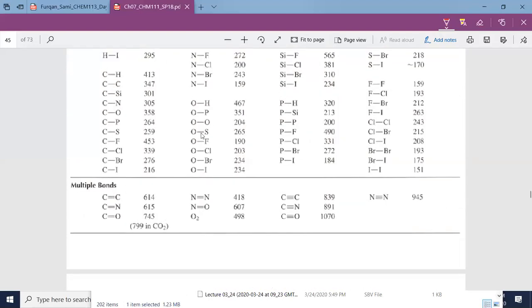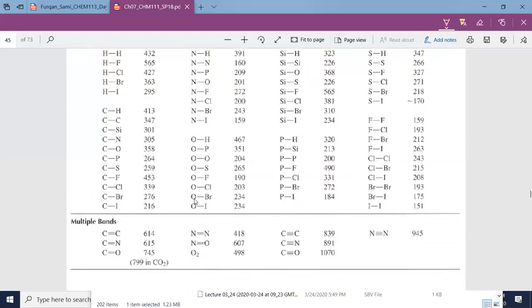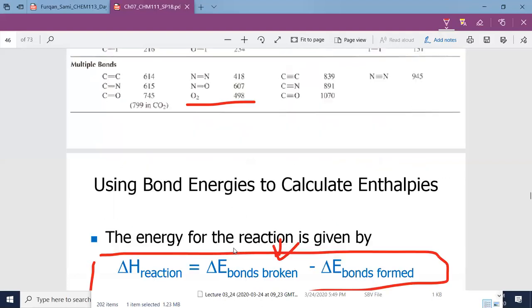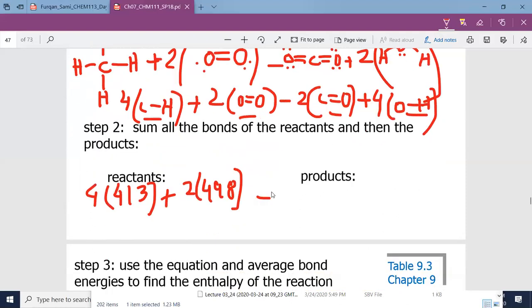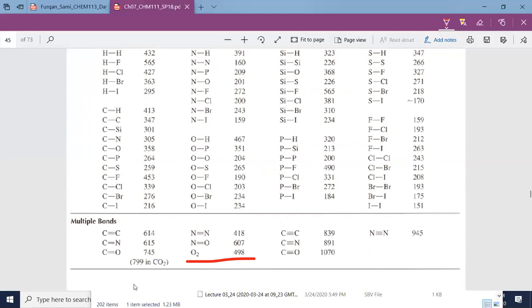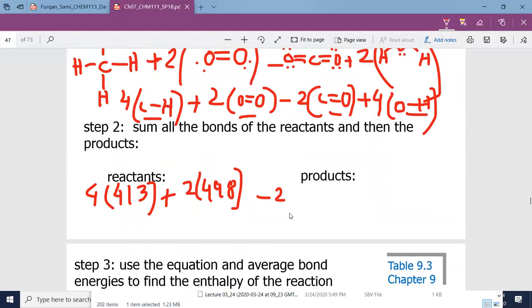So I'm gonna see where I have O double bonded O, here. That's 498. Okay, and two of these means 2 times 498. Then minus 2 times, and this is carbon dioxide, which is a special case. If you go into the chart, you see C double bond O is different in carbon dioxide, which is 799. So I'm going to take 799 for two of these.